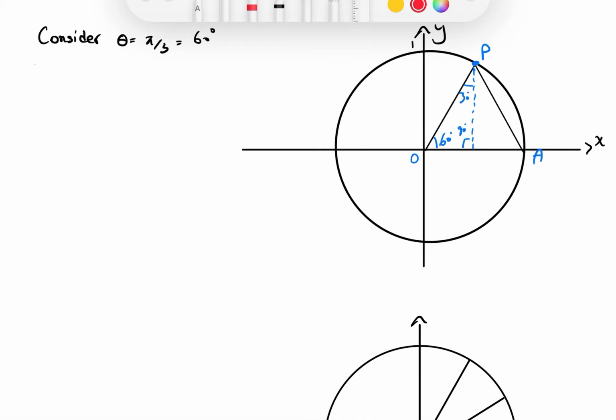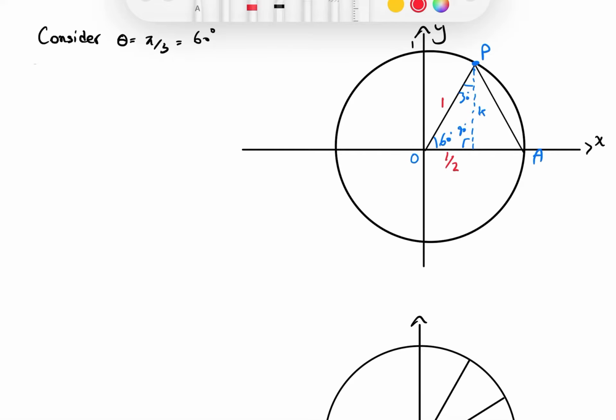Now, we know that the base of this triangle was 1. Since it's divided into two now, each side is going to have a value of half a unit, and this side is 1, obviously, because it's the radius of a unit circle. Now, since we know these two sides, we only have to find the value of this unknown side now. We can do that using the Pythagorean theorem.